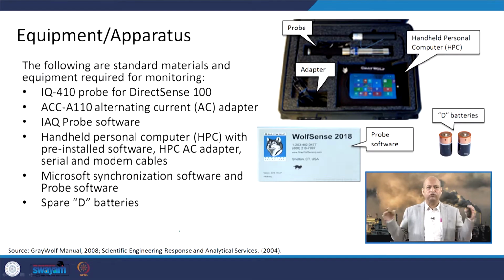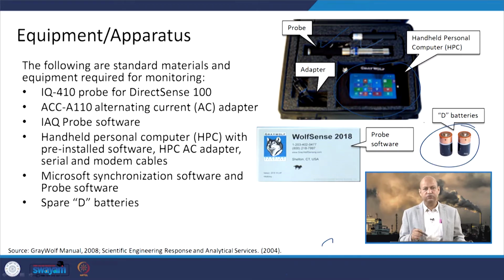Well, when we talk about the equipment, meaning the different parts or components of the instrument, we can see here one is the probe, and then this is the handheld personal computer, HPC, and an adapter is there so that you can directly use it with AC, otherwise we can use batteries for running this probe based monitoring. So these are the sensor based monitoring equipment, and this is the IQ 410 probe.